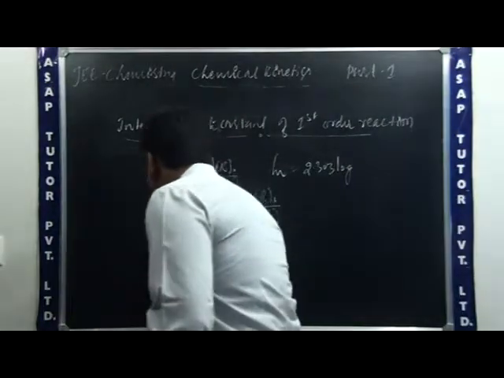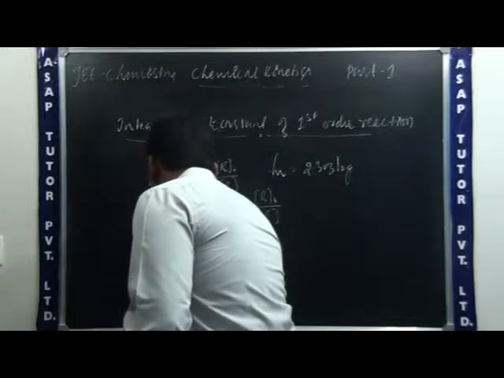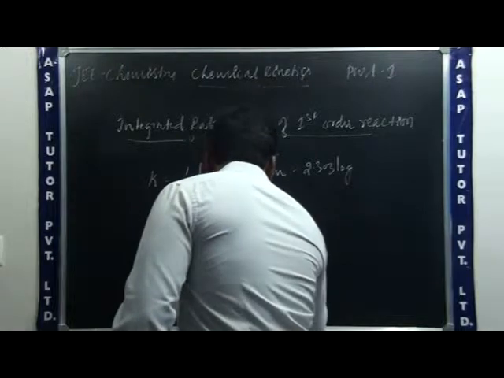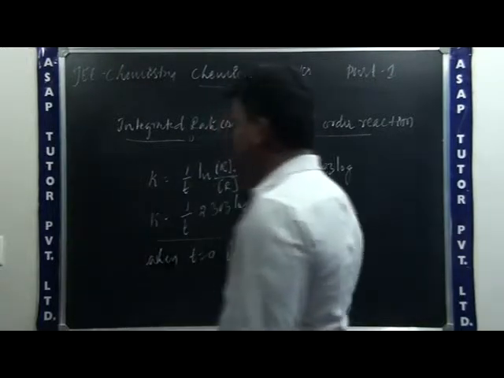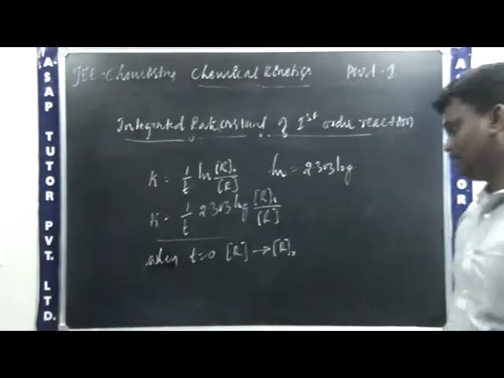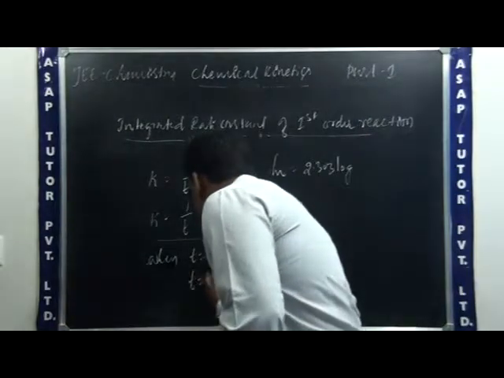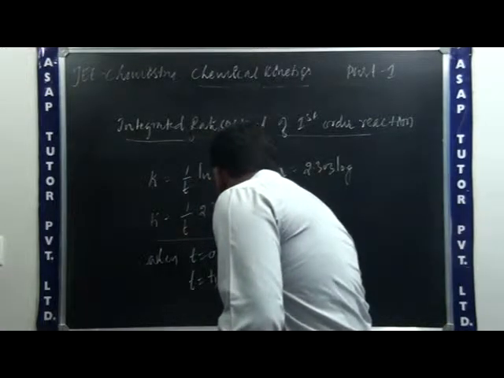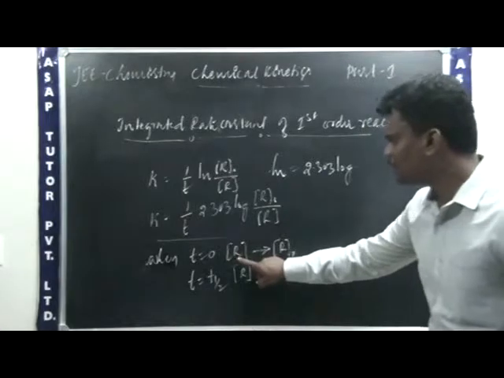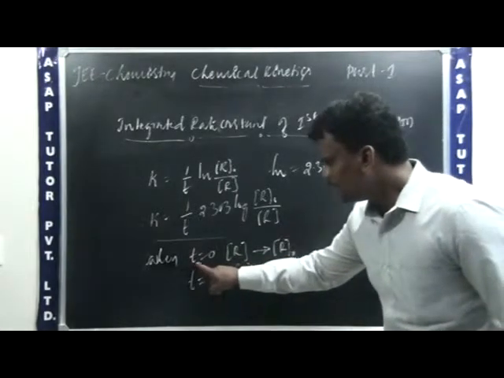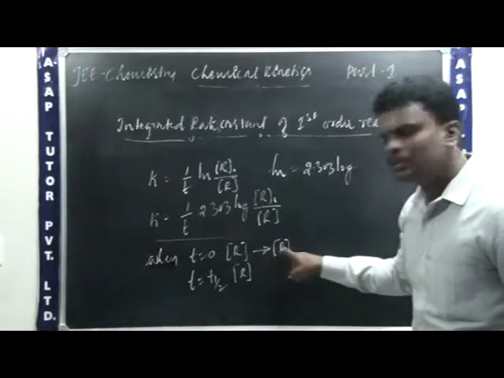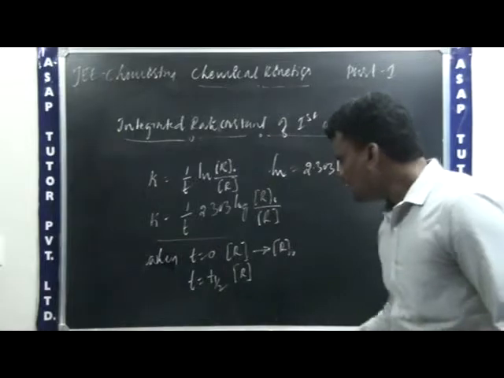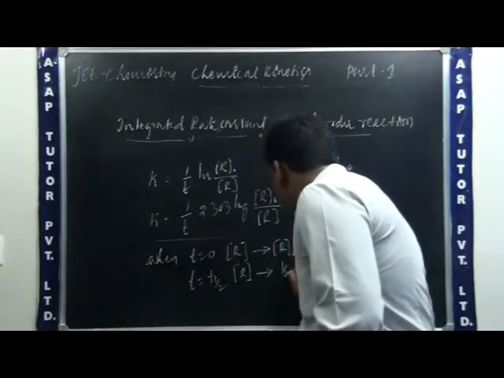I will consider when t is equal to 0, the concentration of R is the initial concentration. Now if I take t equal to t-half, R is the final concentration. So if I take t equal to 0, the final concentration is equal to the initial concentration. Now if I take t equal to t-half, then R gives rise to half of the initial concentration.